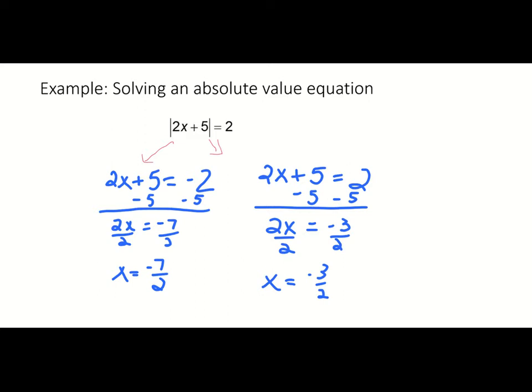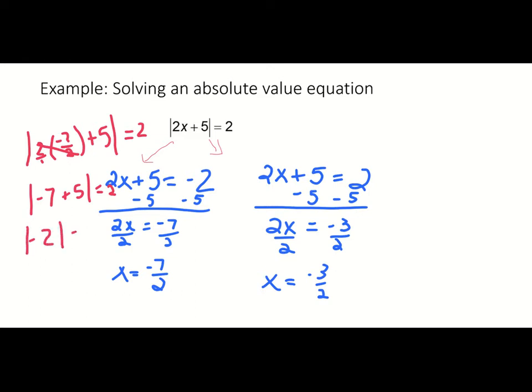So when I go to check, let's check the first one. We'll do the absolute value of 2 times -7 over 2 plus 5. And we want to make sure that that equals 2. So remember here, when we're multiplying, those 2's cancel out, so we end up with the absolute value of -7 plus 5. We want to see if that equals 2. And -7 plus 5 will leave us with the absolute value of -2, which is equal to 2. So that solution does work.